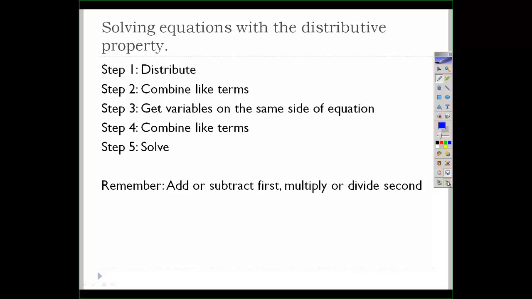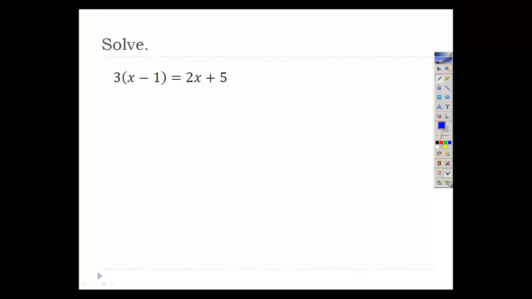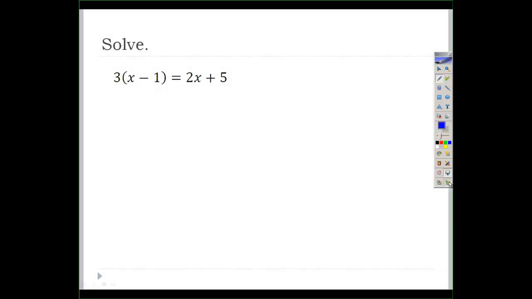You want to get your variables on the same side of the equation, just like we have done in the past. So you want all your variables on one side and everything else on the other. Put all your variables together, combine like terms, and then you should have an equation. It's probably going to be a two-step equation where you add or subtract first, multiply or divide second. Once you do all those things, you should have a nice little solution for whatever the variable is. So let's look at this first problem here.